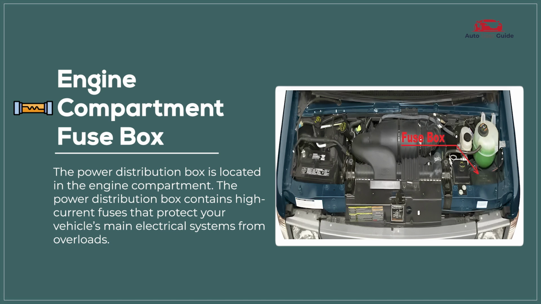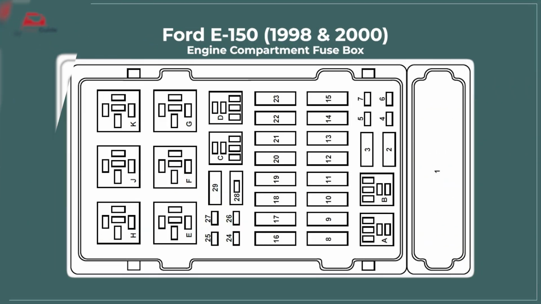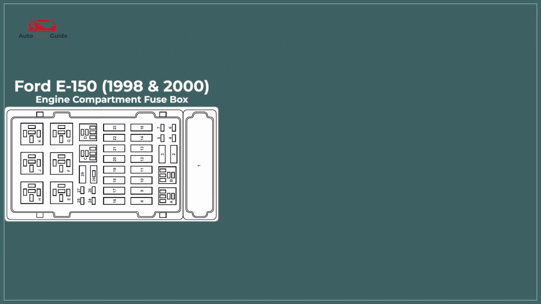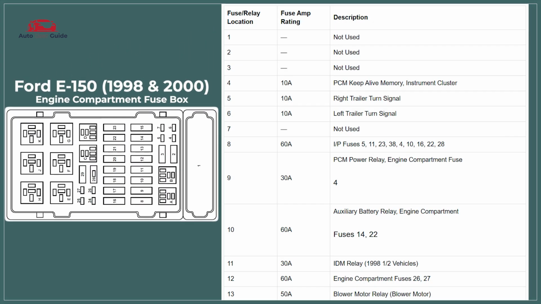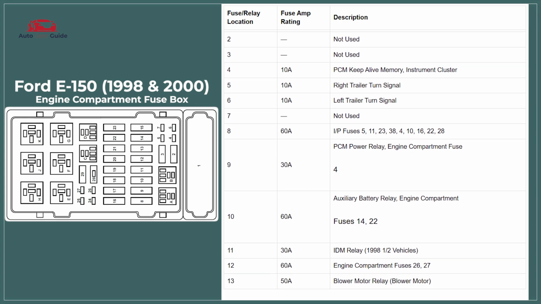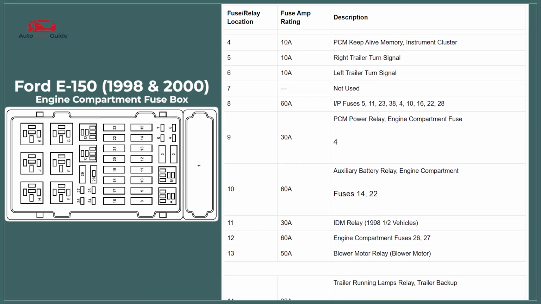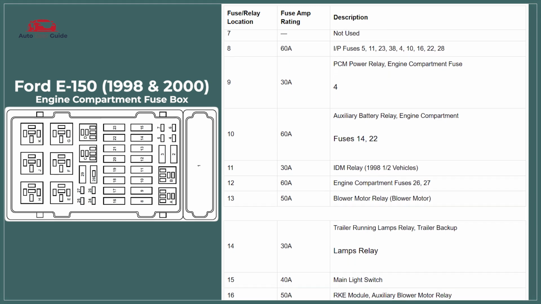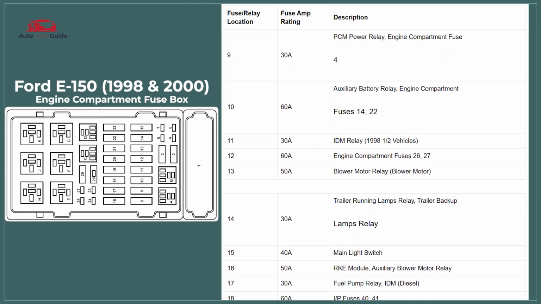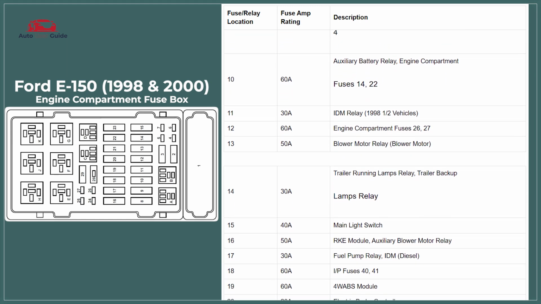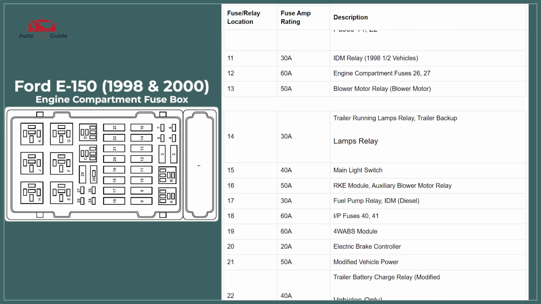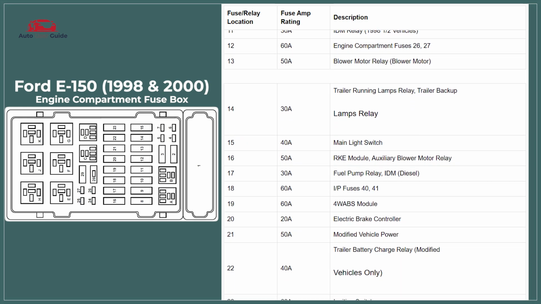Engine compartment fuse box. The engine compartment fuse box in the 1998 and 2000 Ford E-150 powers critical systems such as the ignition, fuel pump, ABS, and engine control module. It contains high current fuses and relays designed for rugged engine bay conditions. Fuse and relay positions are clearly labeled for efficient diagnostics. The setup ensures stable power distribution to essential drivetrain components.